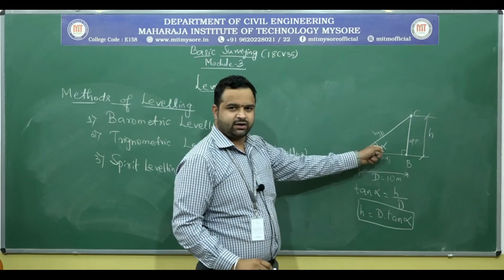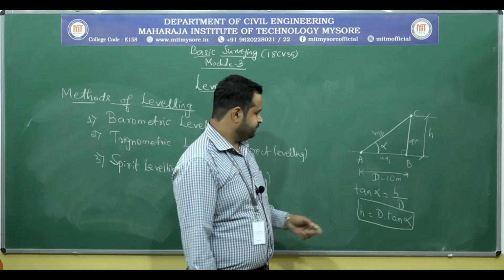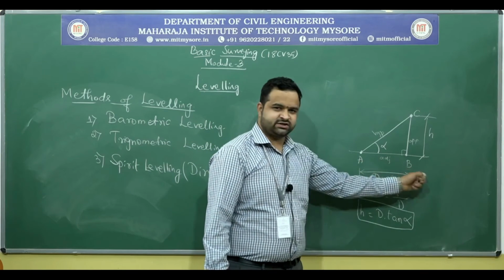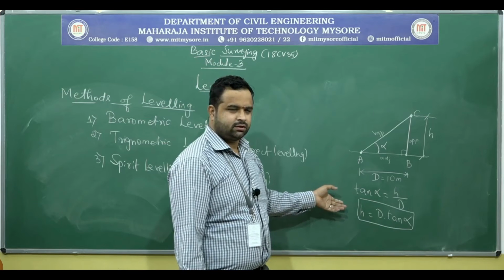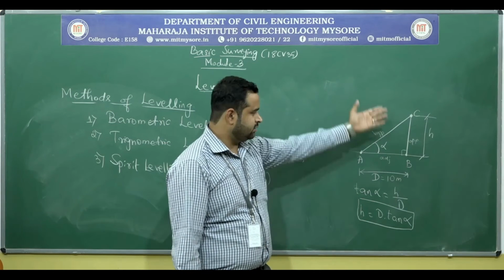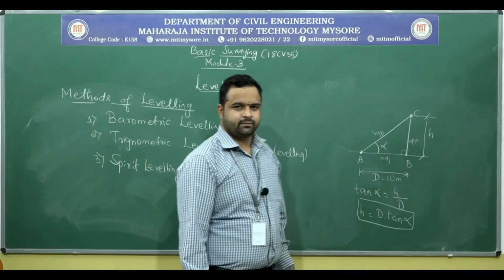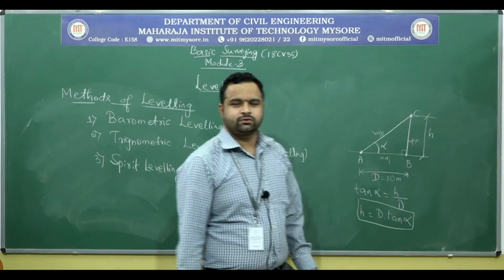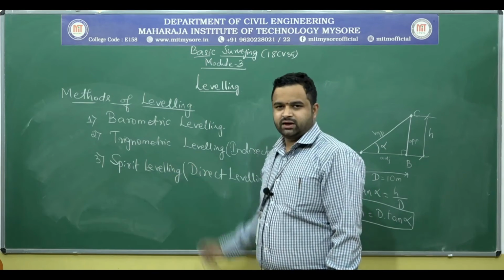Alpha is the vertical angle to the object whose elevation is to be determined, and d is the horizontal distance between the points. If you make use of a trigonometric function like this, you can easily calculate the height of the object or elevation of point C. This is how you determine elevation by using trigonometric leveling.